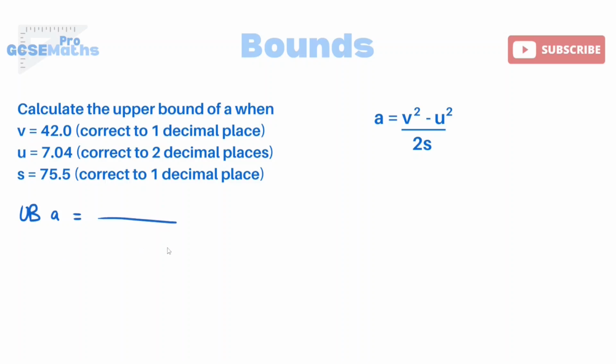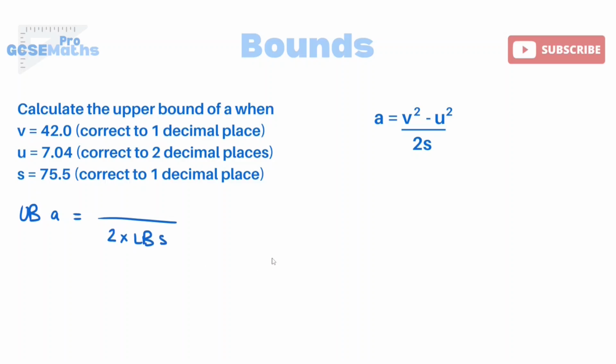Well, I know from what we've just said in the previous one, to get the biggest possible answer when I'm dividing, I'm going to need the biggest possible numerator divided by the smallest possible denominator. And the fact that it's then times by 2 doesn't really make any difference. So 2 times, I need the smallest possible value of S. That's quite straightforward. So the lower bound of S, okay?